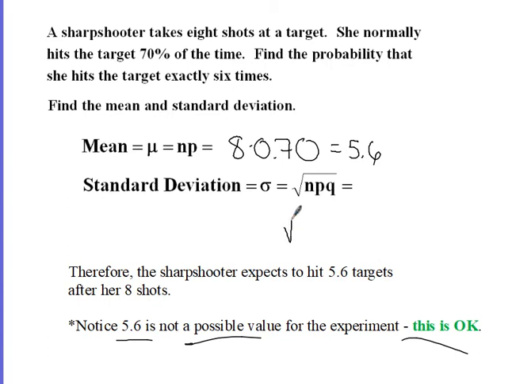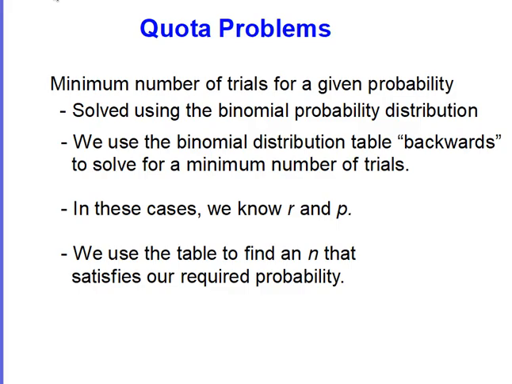And to find that standard deviation, you'll take that 5.6 and multiply it by failure, so the 0.3. So 5.6 times 0.3, and then again, don't forget to take the square root, and you get about 1.30 when you round it out. Okay, so that's what you can do if it's a binomial situation. You get that mean and standard deviation.